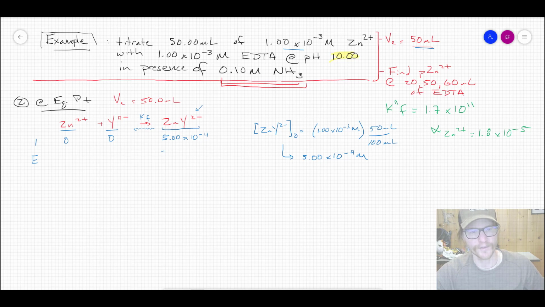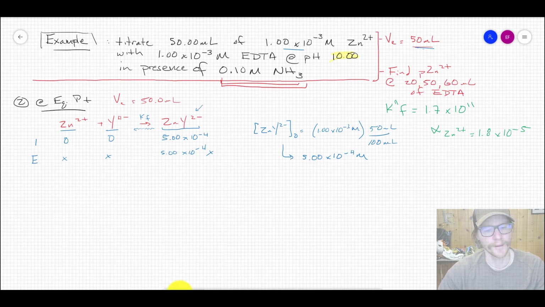So this will be 5.00 times 10 to the minus 4 minus x at equilibrium, and then we'll have some x of zinc and the Y4 minus that get liberated based on the Kf value. Okay, so now we just need to draft this up into an equilibrium expression that we're used to.